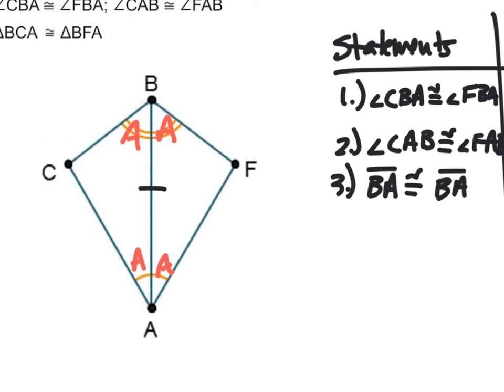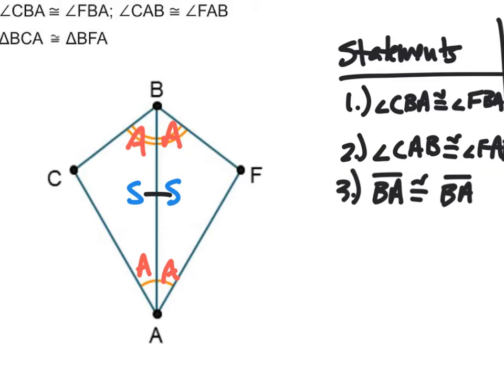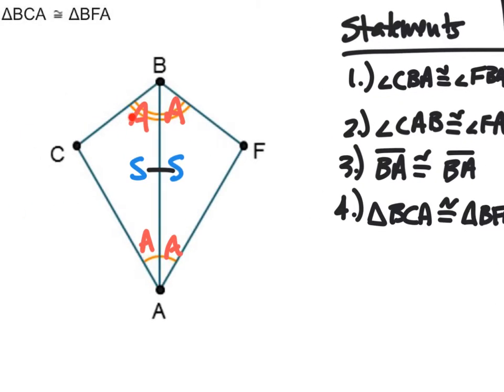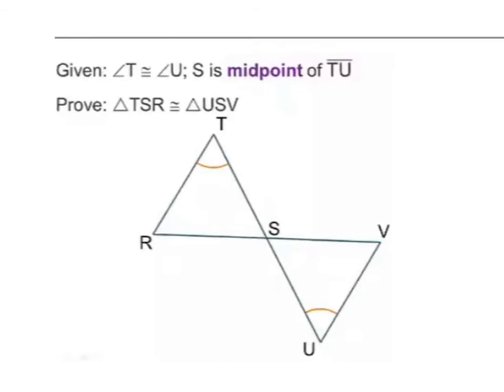Okay, so now that I have an angle, an included side, and another angle, then I know that these two triangles are congruent. So I'm going to say that in step 4, triangle BCA is congruent to triangle BFA. And the reason I can say that, just because of how I labeled this, is because of angle, side, angle. So that's that. All right, let's take a look at the last one.